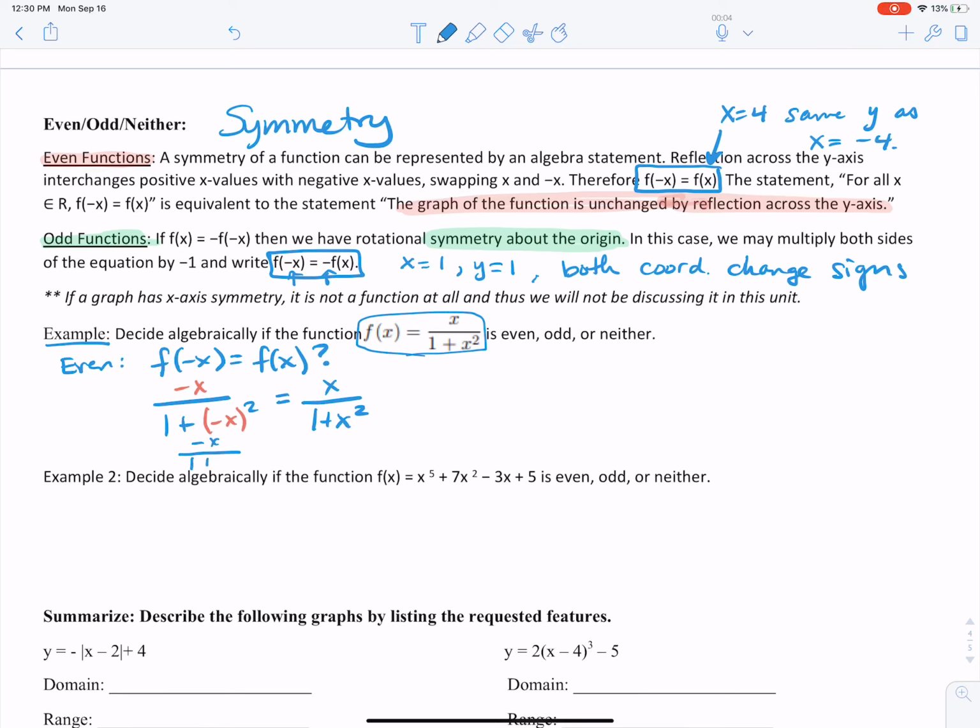On bottom, I get a 1 plus negative x squared, which comes out positive, because a negative squared is a positive. And on the right-hand side, we still have our original function. Now those do not equal each other, so it's not even.